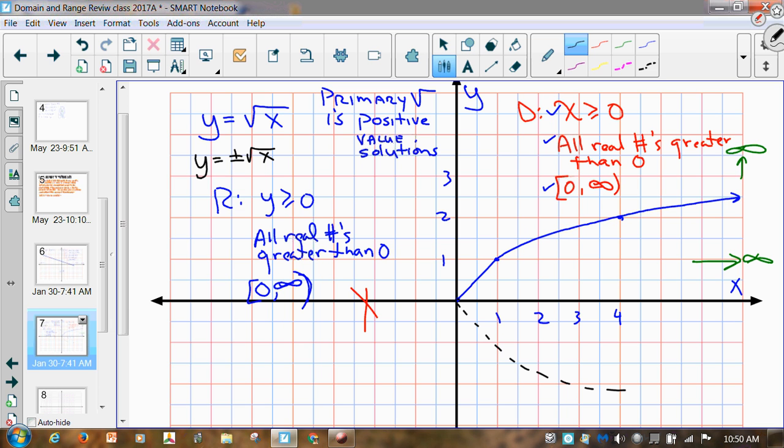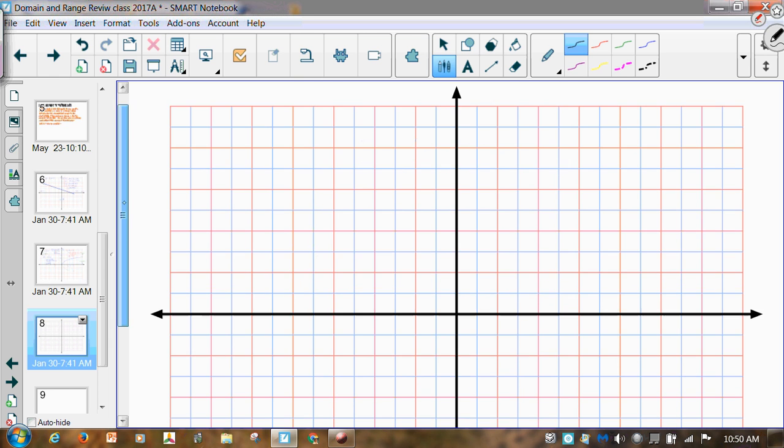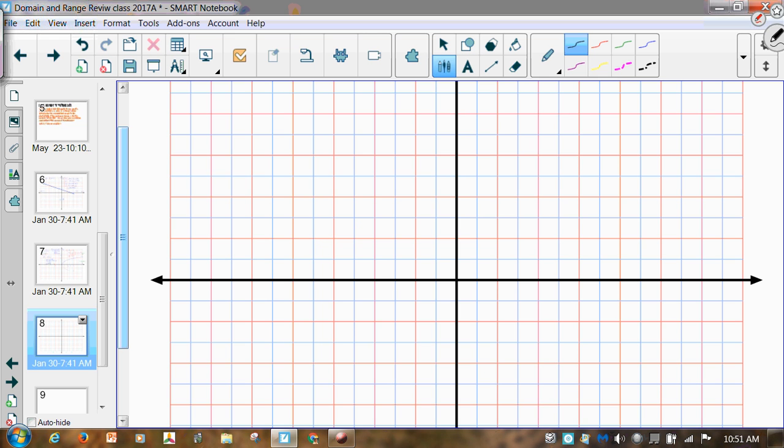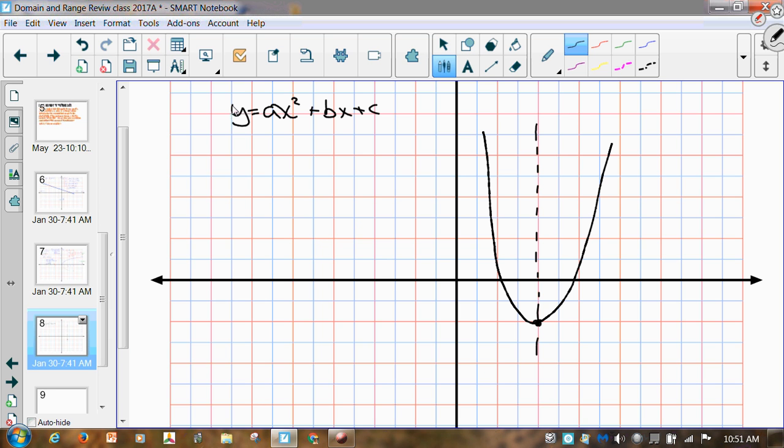Okay, let's look at another example of domain and range using a quadratic equation. It doesn't matter what the equation is, but this is a quadratic equation. It's an x squared curve, y equals ax squared plus bx plus c. And let's suppose that our axis of symmetry is here, and our vertex is here, and our equation is going to look something like this. Now, what's going on here? We've got little arrows here which indicate that the graph keeps on going.